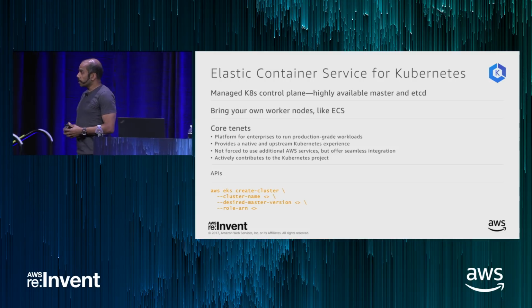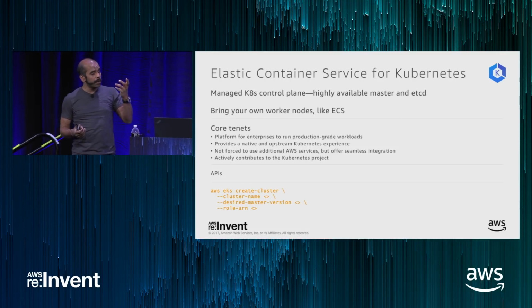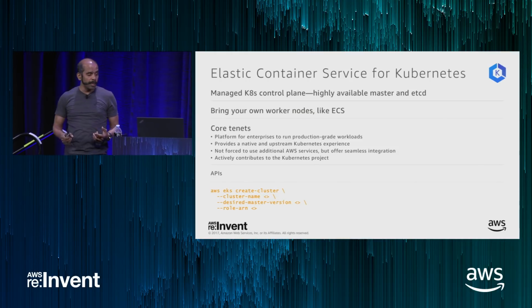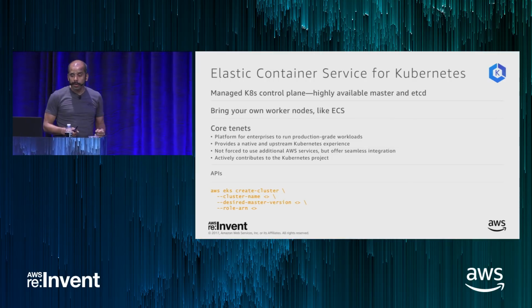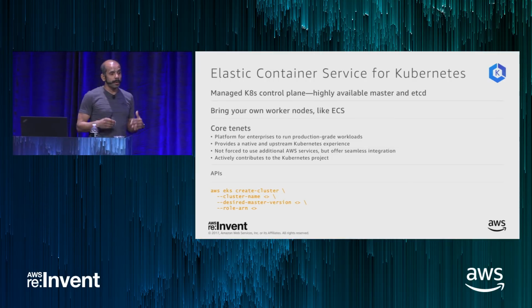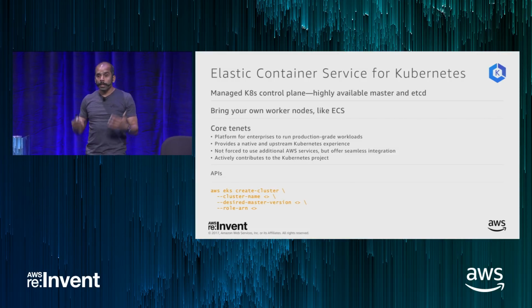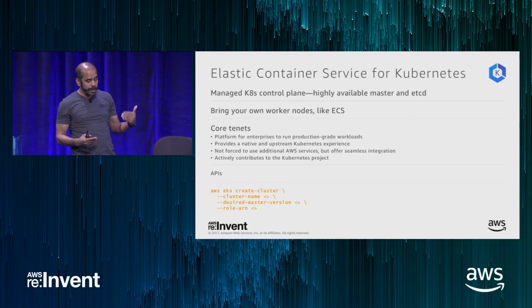So how does my API look like today? Well, of course, you can create your EKS cluster either using the AWS console or using the CLI. In this case, for example, all I'm saying is aws eks create-cluster, give me a cluster name. What is my master version? By default, when we go GA, first half of 2018, whatever the latest upstream version is, that's going to be supported, and we're going to support the previous 2 versions as well.